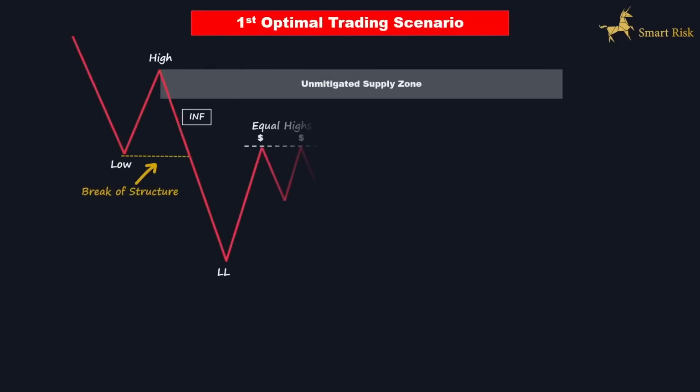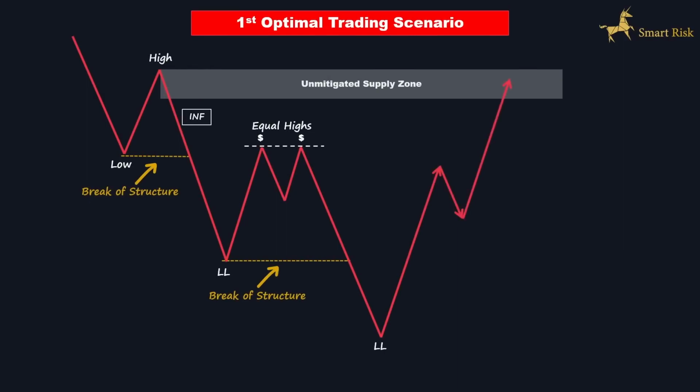In this first optimal trading scenario, imagine that we are trading at the perfect time of the day when the market has sufficient momentum and volatility. We've also thoroughly assessed the market structure and identified the directional bias of the price. All these factors align to indicate a potential selling opportunity.